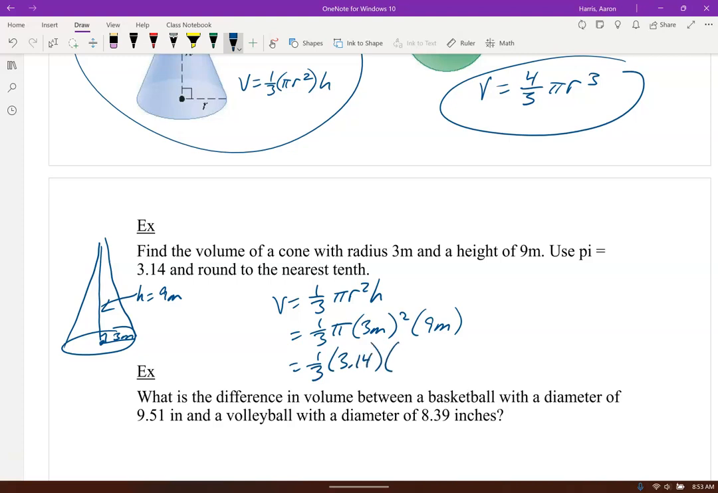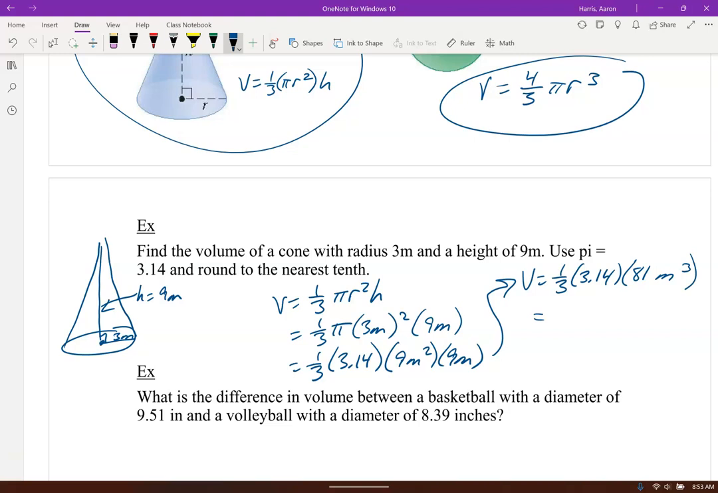And let's go ahead and square 3. 3 squared is 9. So 9 meters squared times the 9 meters. So we got 1/3 times 3.14 times 9 times 9, 81. And then meters squared times meters, meters cubed.